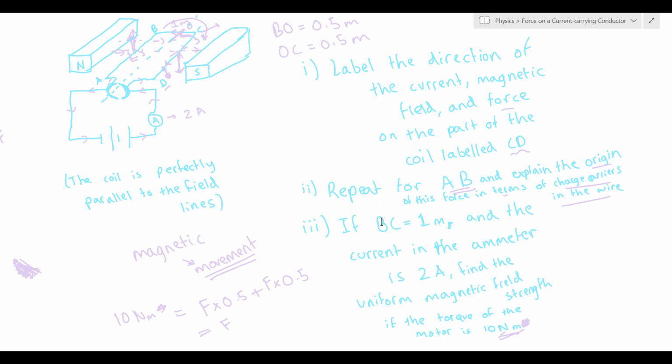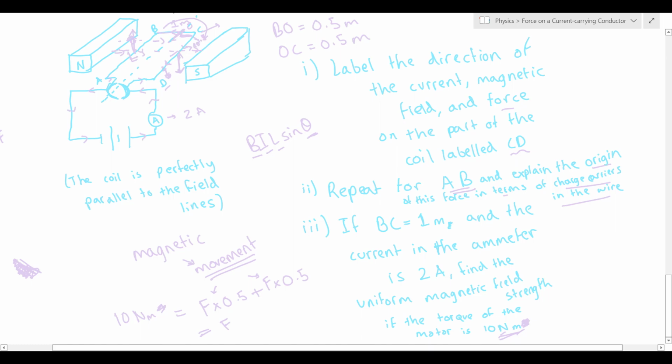Now I've taken the magnitude of both of these forces as the same because from our equation, our favorite equation, BIL sine theta, for both of these arms, although the direction of the forces is opposite, the magnetic field strength, the current, the length and the angle they make with the magnetic field, 90 degrees, is all the same. And so the magnitude of these forces will be the same.